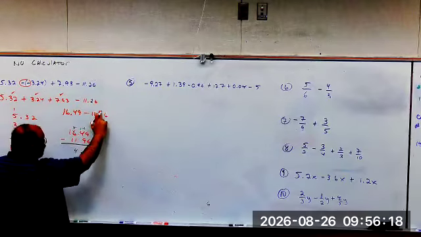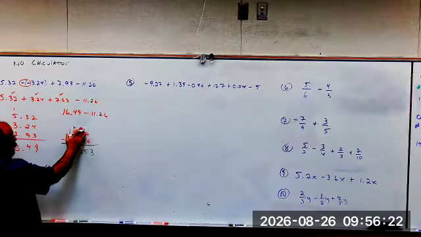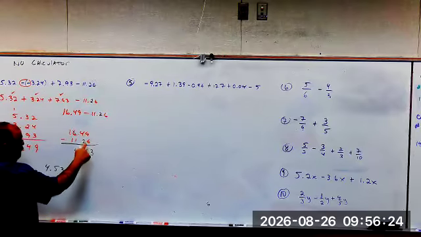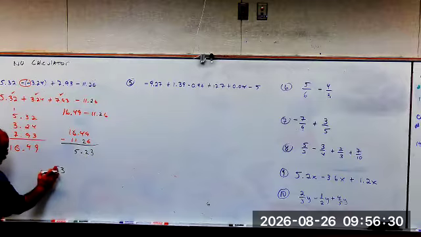So I'm not going to borrow. 4 minus 2, that's a 2. So 6 minus 1, that's a 5. So 5.2.